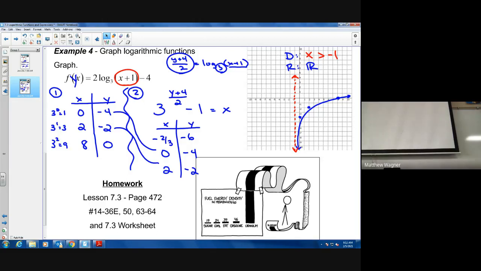Your assignment's there in the bottom. Again, there is a worksheet with some more graphing logarithmic problems attached. Make sure you complete both. If you do have questions on any of these, please let me know.